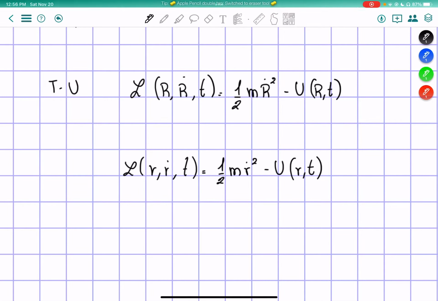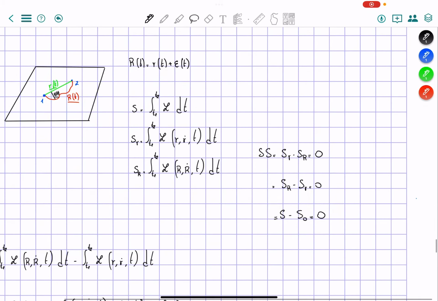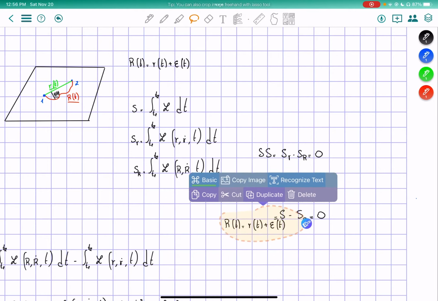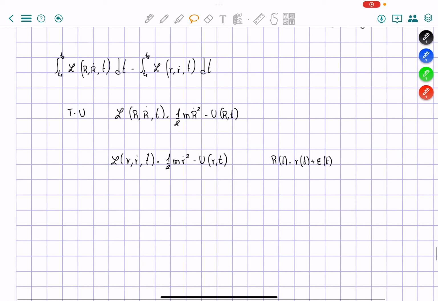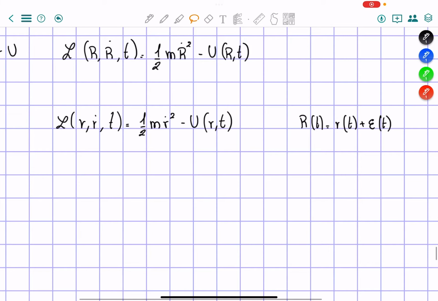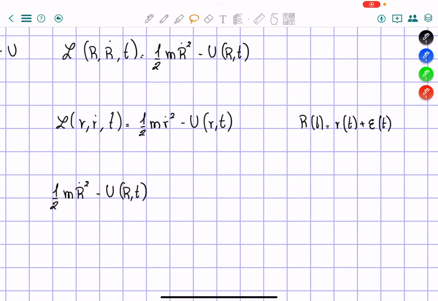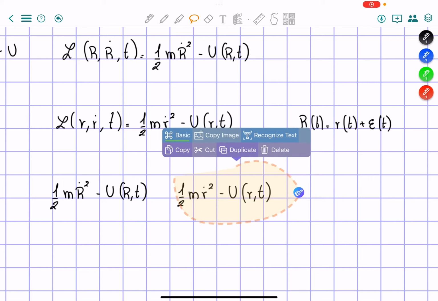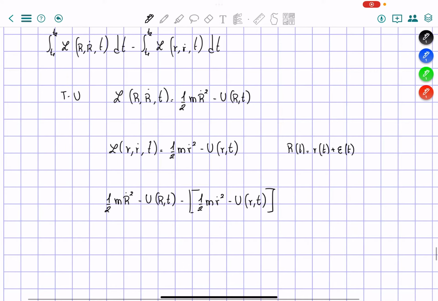Okay, so as you can probably already see, we know that capital R from this part over here is equal to small r plus this epsilon. So I'm going to go ahead, first of all, let me write this once. I'm going to go ahead and rewrite these two together. That's what we have at the beginning.